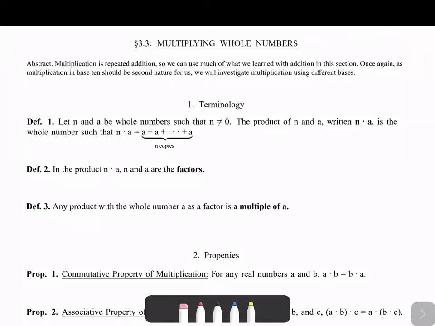So first off, the book starts off by defining the product of two whole numbers by this repeated addition formula. Whenever we're multiplying a number n and a number a, then it's just adding a, n times. And that's essentially all it is. It's just adding things up multiple times. So for example, if we have the product 3 times 2, this is just adding 2, 3 times, right? We're adding 3 copies of 2.